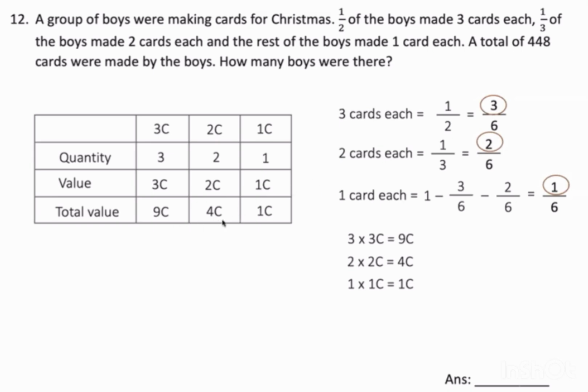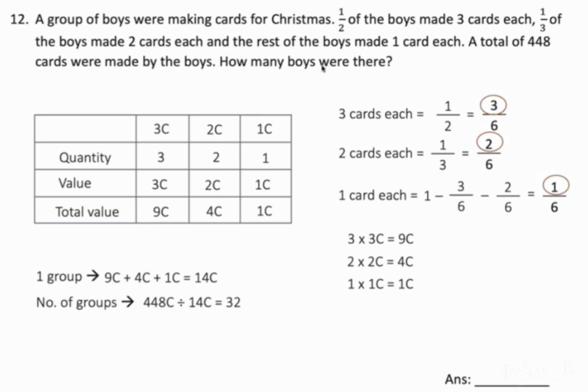Every group of boys can make how many cards? 9 plus 4 plus 1, 14 cards. And in total, there are 448 cards made. How many groups are there? So easy, 448 divided by 14. 32 groups. So there are 32 groups of boys like this, making cards.